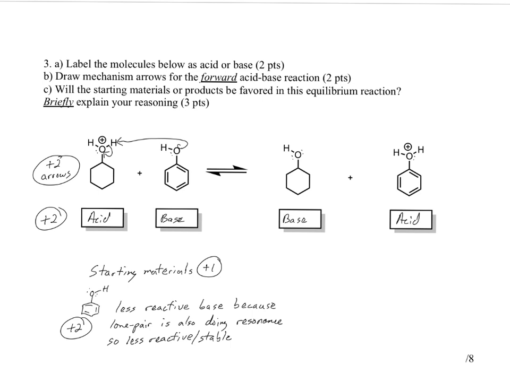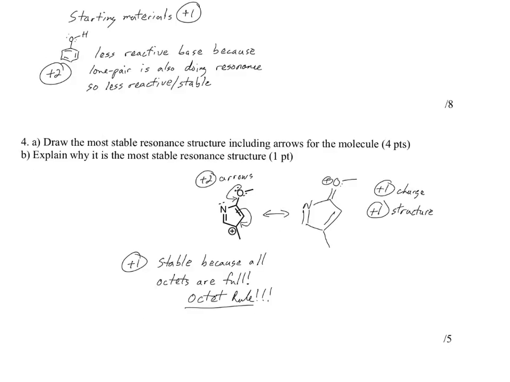Less reactive, more stable. Number 4, draw the most stable resonance structure, including arrows, for the molecule, and explain why it's the most stable resonance structure. So showing the molecule below, we have a carbocation, that's an allylic carbocation. What I've done here is have the electrons come down from the lone pair, the pi bond electrons move, and that gives us this, right?